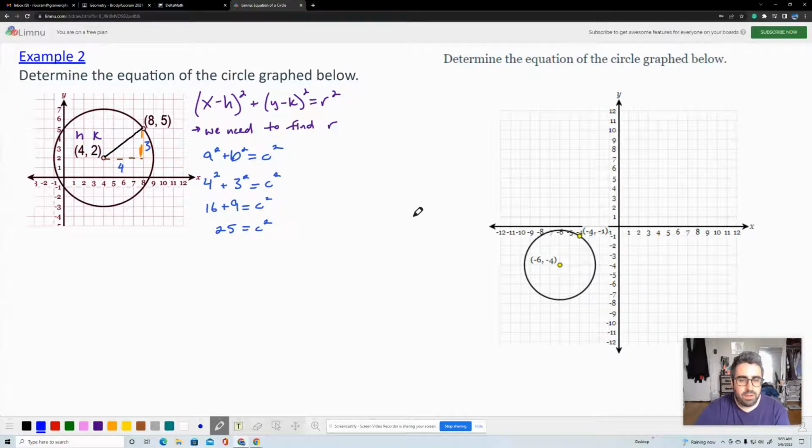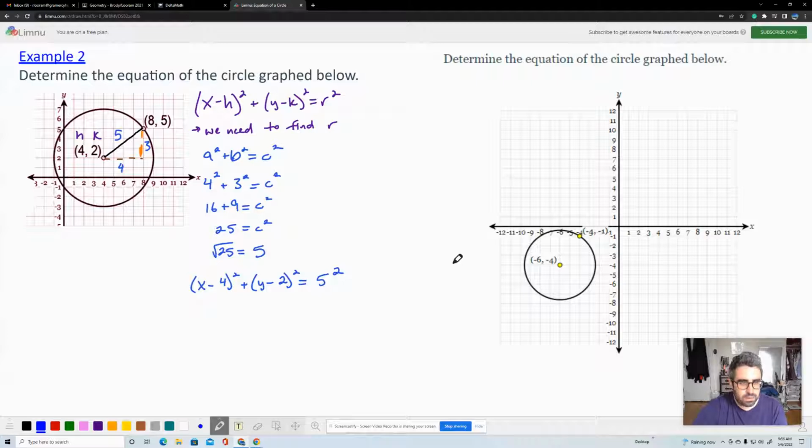Okay. And then last but not least, and you don't necessarily have to do this step, but I'll show you why. I'm just going to take the square root, which we know is 5. So my radius is 5. So this value is 5. So when I put this all together, I'm putting x minus h, which is 4 squared, plus y minus k, which is 2 squared, is equal to 5 squared.